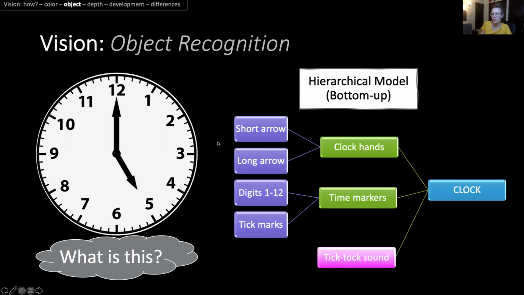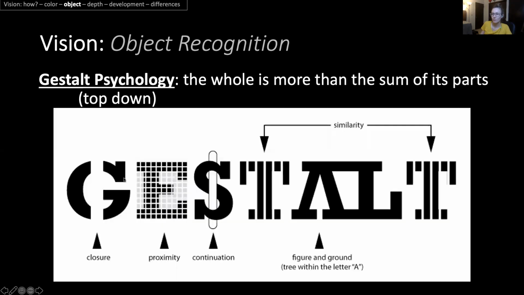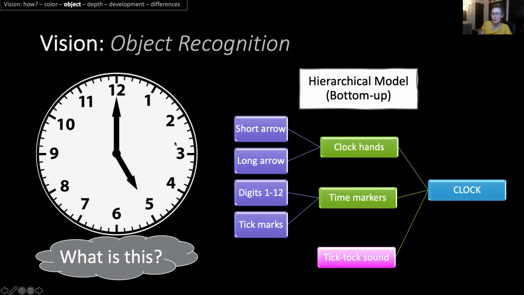You look at this image and you say, okay, there's a short arrow, there's a long arrow. So those things together, if I piece them, make up some clock hands, okay? Then you see that there are digits around the perimeter and there's also tick marks. So I know that those things together make up the time markers.